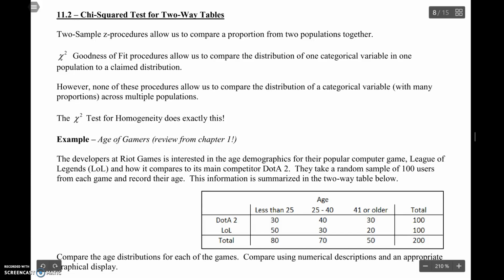Section 11.2 is dealing with the chi-square test for two-way tables. We're going to learn two hypothesis tests in this section, but they're going to be pretty similar. Two sample Z procedures allow us to compare a proportion from two populations together.